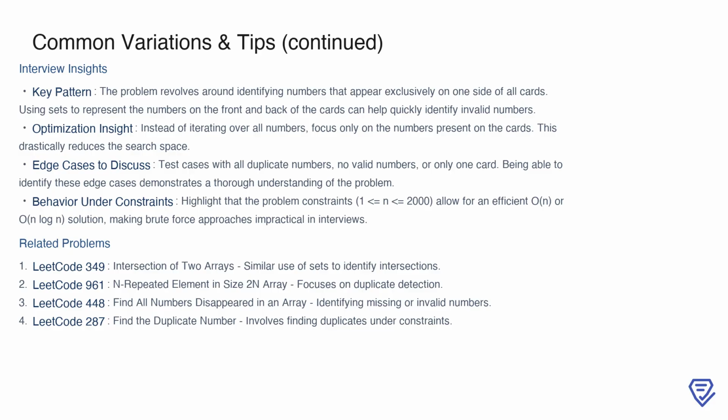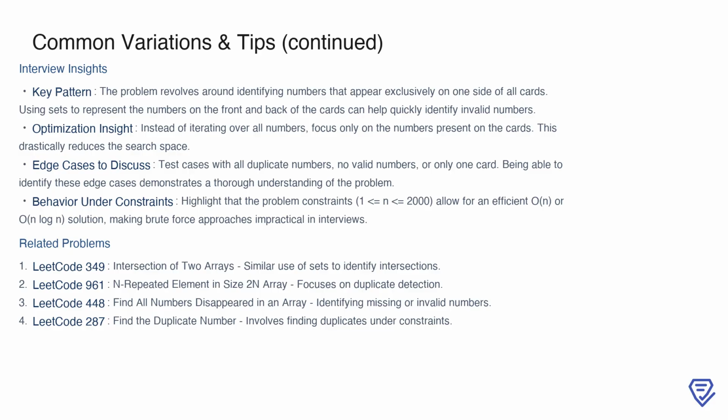Now let's look at some valuable insights, especially in the context of interviews. The key pattern to recognize is that this problem revolves around identifying numbers that appear exclusively on one side of all cards. Using sets to represent numbers on the front and back of the cards allows you to quickly identify and exclude invalid numbers. From an optimization perspective, instead of iterating over all possible numbers, you can narrow the search space to just the numbers present on the cards. This drastically improves efficiency. It's also important to consider edge cases, such as when all numbers are duplicates, when there are no valid numbers, or when there's only one card. Being prepared to discuss these scenarios demonstrates a deep understanding of the problem.